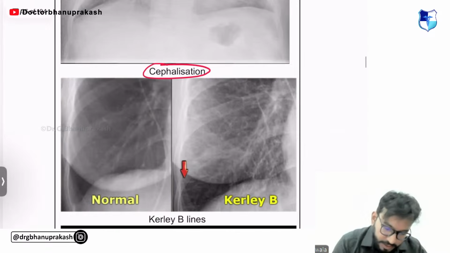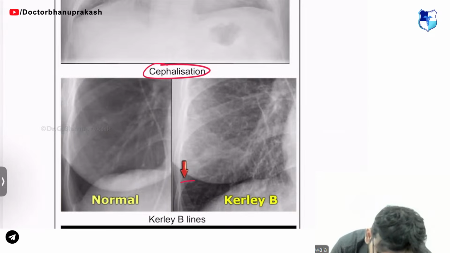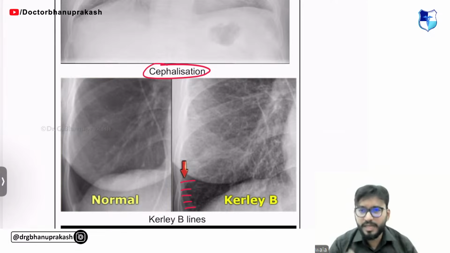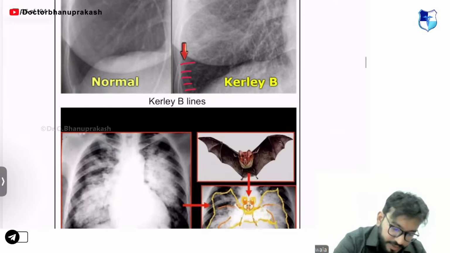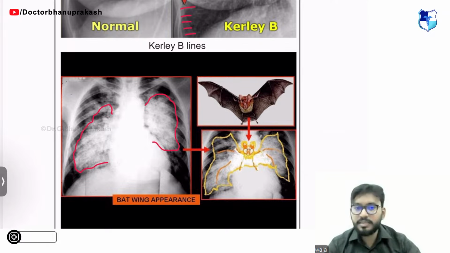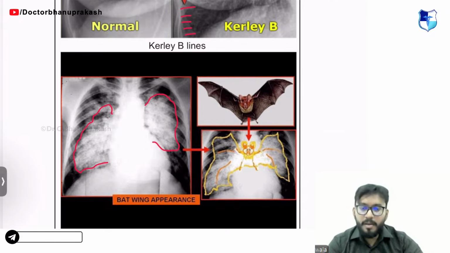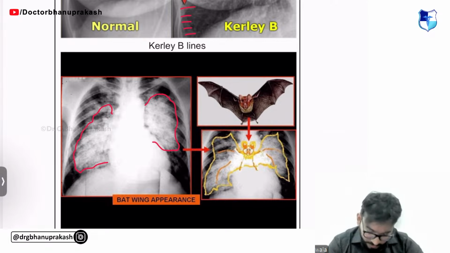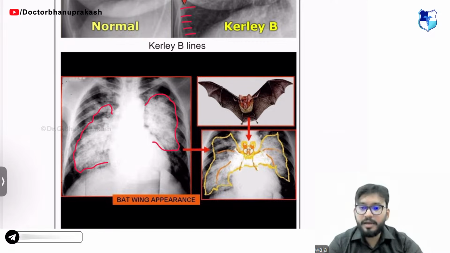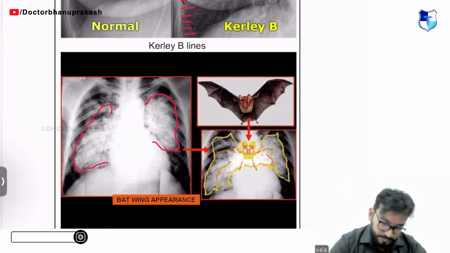Then later, look at these peripheral lines. Can you see these small lines developing in the periphery? All of these are because of fluid overload, the excess of fluid that has been collected. This is known as the curly B lines. Eventually, the patient will land up with these perihilar collections known as the classical bat wing pulmonary edema. This is a classical feature of congestive cardiac failure: curly B lines, cephalization, and bat wing pulmonary edema.